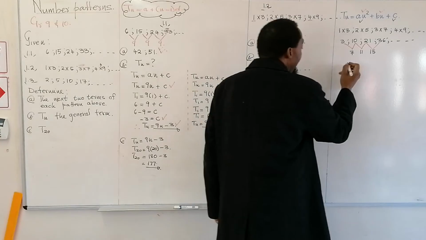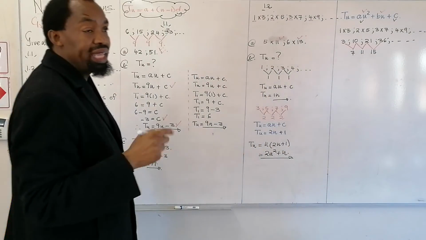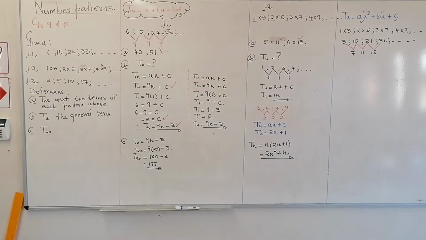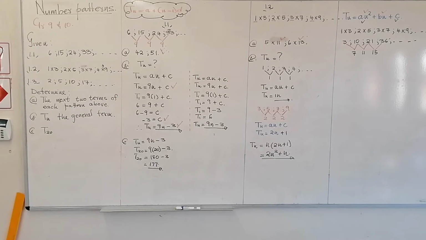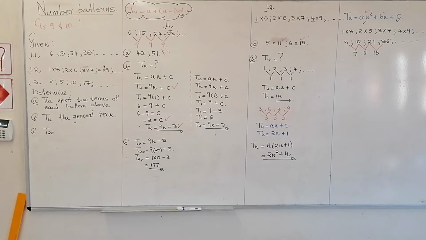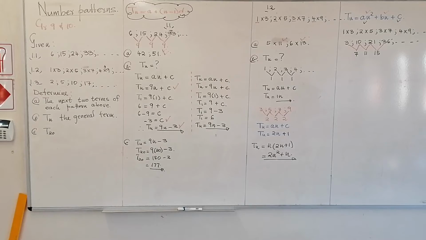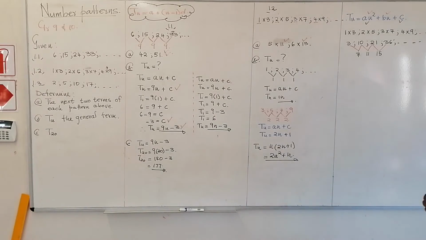Next thing, I can see that my first difference is not constant. When the first difference is not constant, you must suspect that the given pattern is quadratic. And what do you do? You look for the second difference.